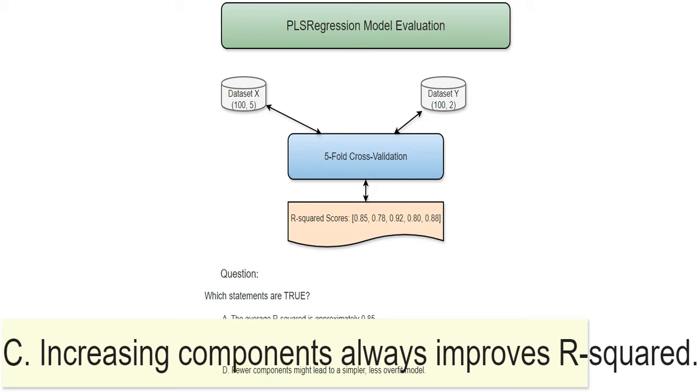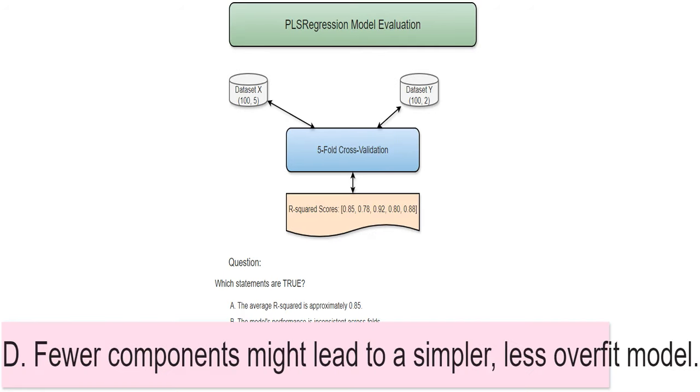Increasing components in PLSRegression can sometimes improve the R-squared score but can also lead to overfitting, reducing how well it generalizes. It is not a guarantee. Using fewer components creates a simpler model, which means a lower risk of overfitting. However, it may not achieve the highest R-squared on the training data. This is a classic trade-off between model complexity and generalization.